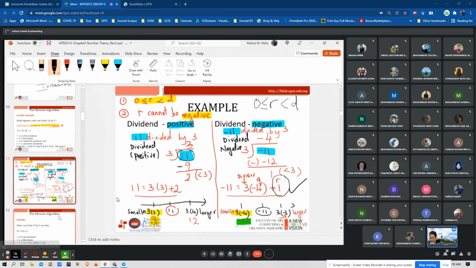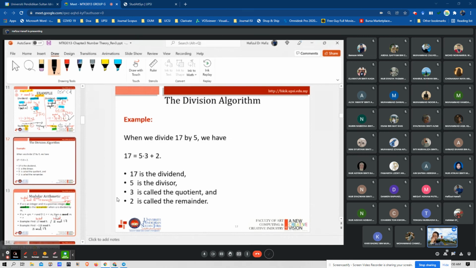And then the division algorithm example: when we divide 17 by 5, we have 17 equals 5 multiplied by 3 plus 2. We can also categorize 17 as the dividend, 5 as the divisor, 3 is called the quotient, and 2 is called the remainder.